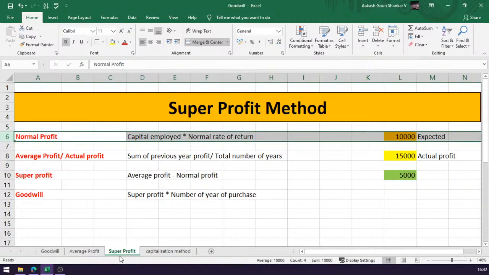Like our friend asked one question: is there any chance that the average profit can be less than the normal profit? Yes, there is a chance that the expected profit will be more, but the actual profit which we have earned would be less than that. In that case, we will not be calculating goodwill because there is no super profit. The super profit is the profit earned over and above the expected or normal profit.